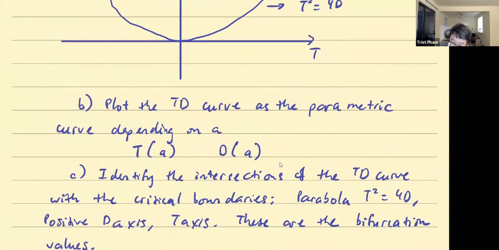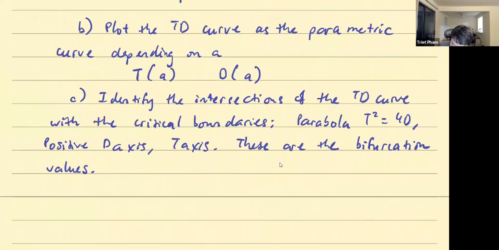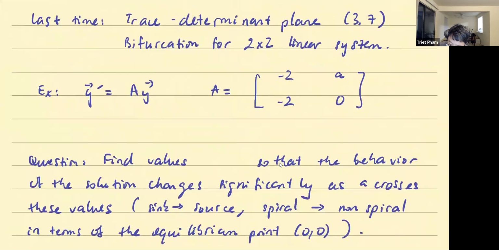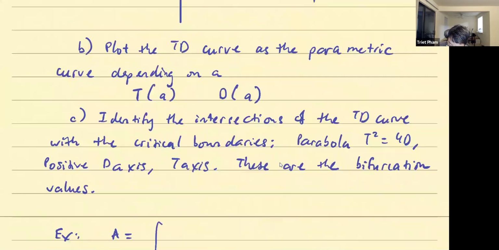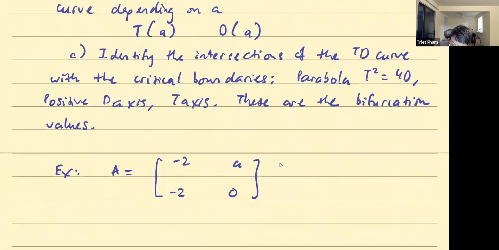But just to demonstrate the technique here, the matrix that we looked at, in our example the matrix A is [-2, a; -2, 0]. So the trace as a function of a is actually just a constant, minus 2. Trace is the sum of diagonal entries. The determinant is going to be 2a.